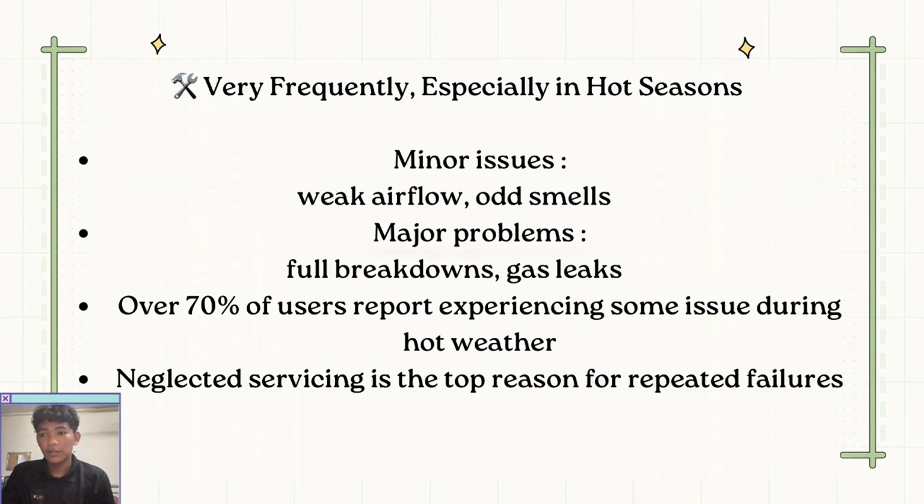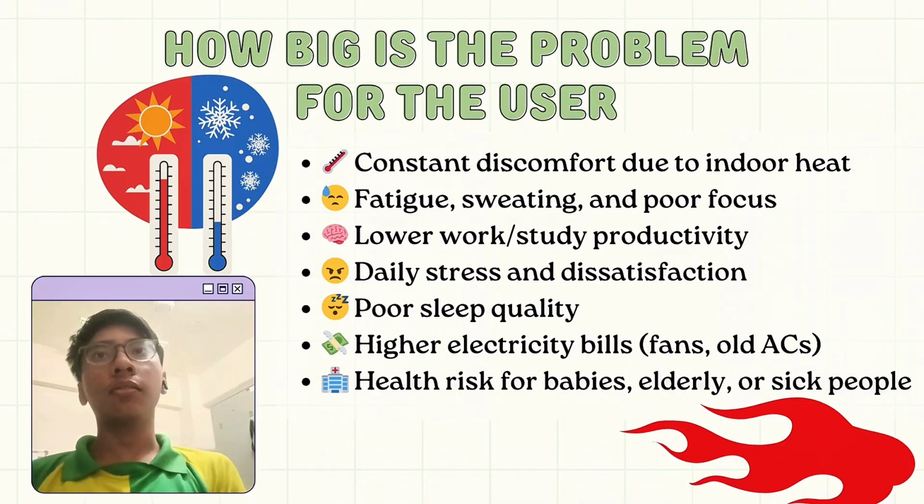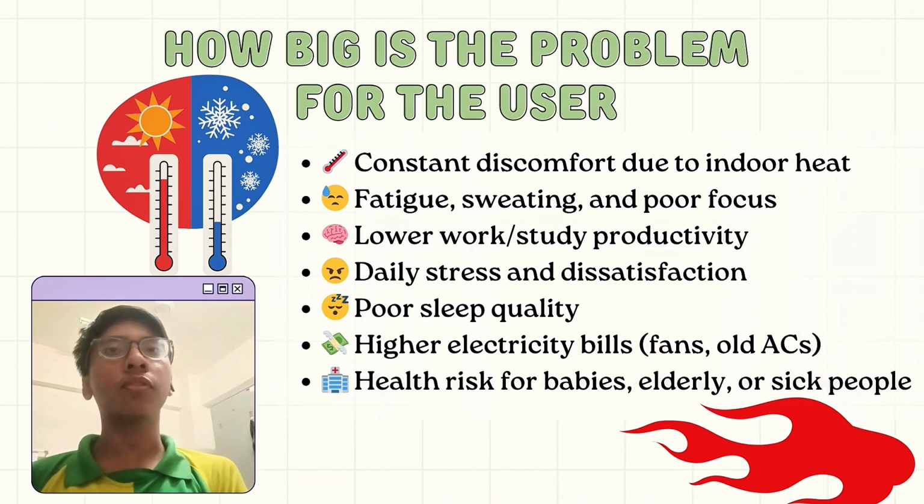Studies show that over 70% of users face some kind of air conditioner problem during the hot seasons. It becomes worse when the weather is extreme, or when multiple people in a home or office are using it at the same time. Okay, now let's discuss how big the problem is for the users.